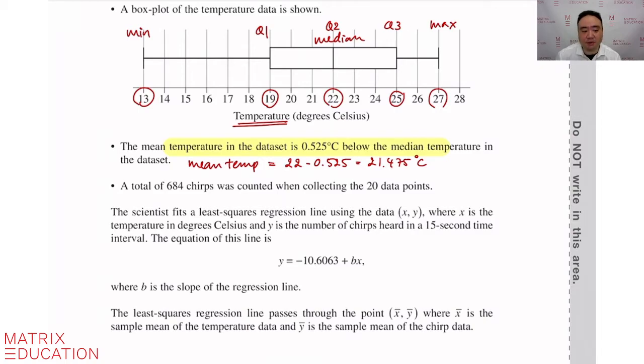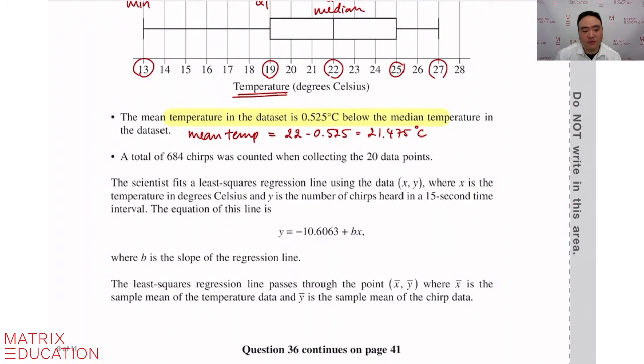Okay, that's the mean temperature. A total of 684 chirps was counted when collecting the 20 data points. So 20 data points, you've heard 684 chirps. That means one data point, another average, right? Average chirps is 684 divided by 20, and that gives us 34.2. So that's the average number of chirps heard.